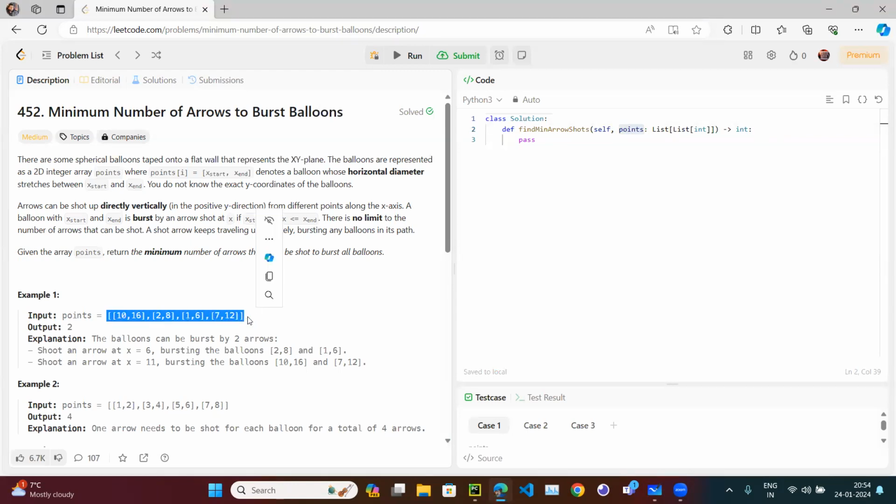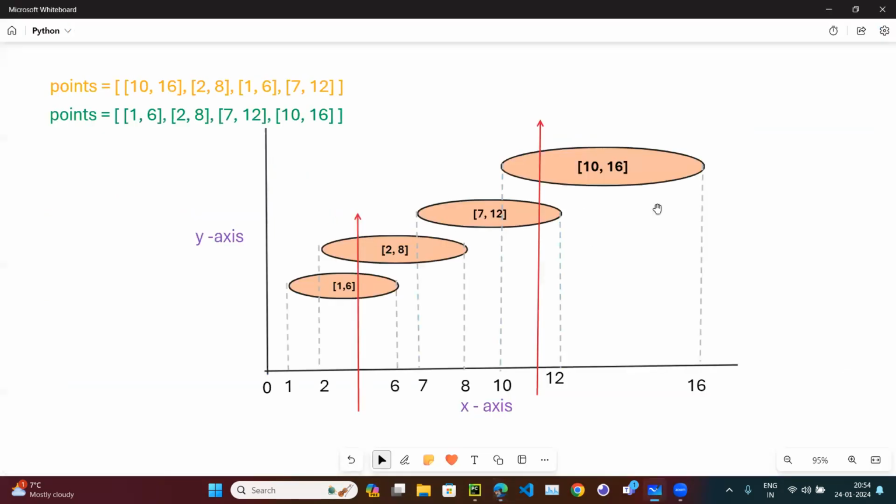So we have some points given. Points is a list of arrays, right? And points of i means the first element. So the first element is 10, 16. So 10, 16 means 10 is the starting point of the balloon and 16 is the end point of the balloon, right? They say balloons whose horizontal diameter stretches from x start to x end. So balloons are pasted on the wall in a horizontal way. All right. So if I draw the balloon in this way, it is vertical, but it has been drawn as horizontal. So all the balloons are drawn horizontal.